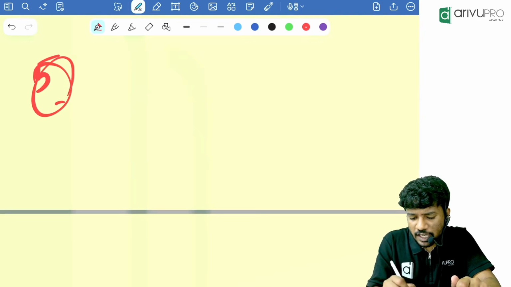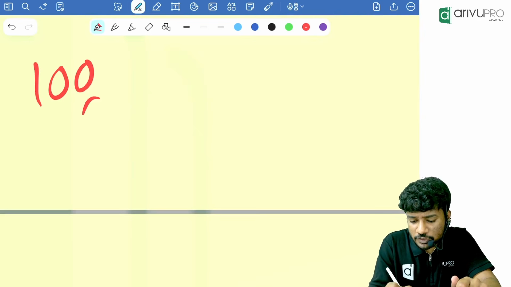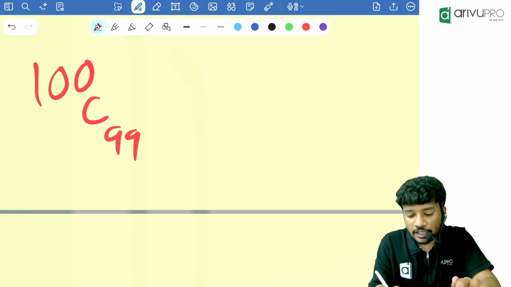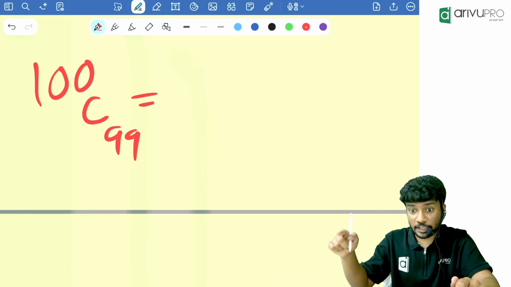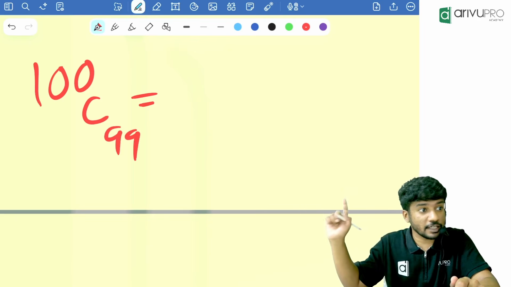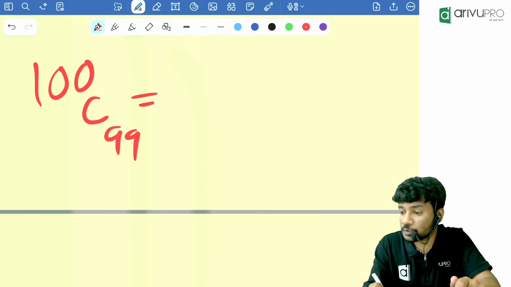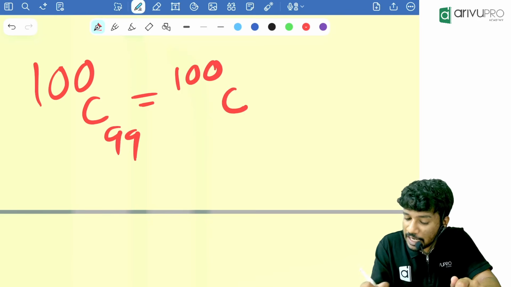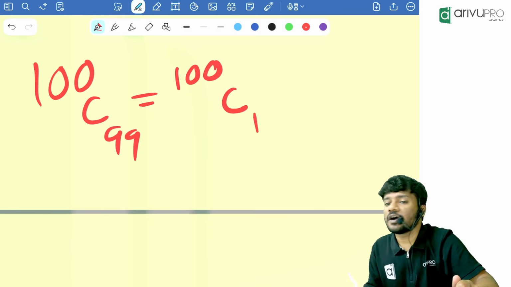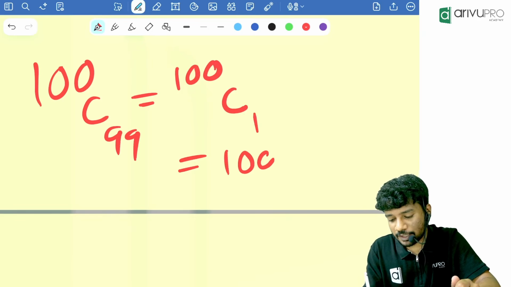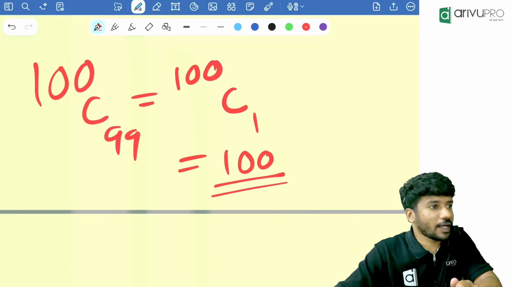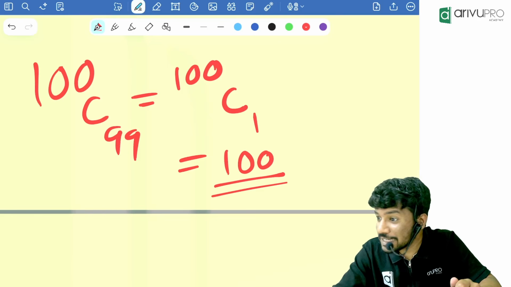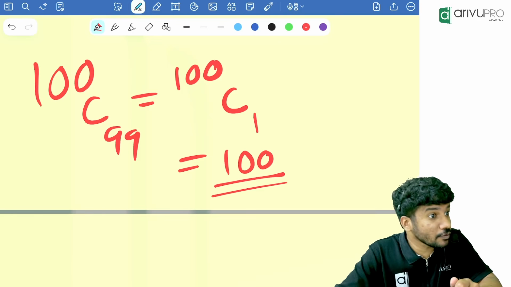Then what did I say? If they are asking for 100C99, will you write 100 into 99 into 98 and so on till that time? No, we will write it as 100C(100 minus 99). 100 minus 99 is how much? 1. So you can write the answer directly. What is the answer then? 100 is your answer. Understood the point, people? Keep it in your mind. It will help you in the future.